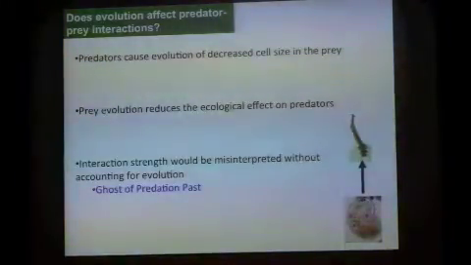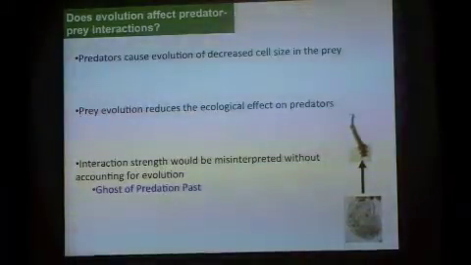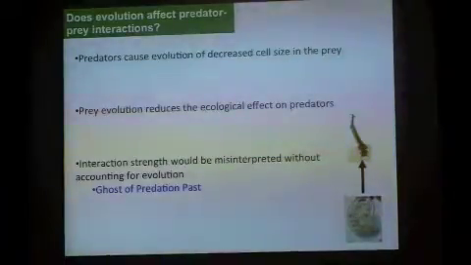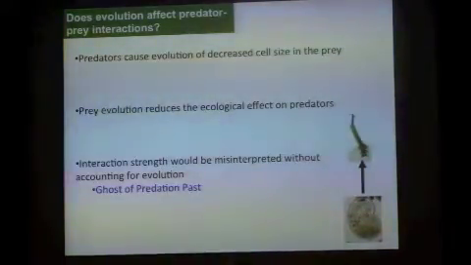So predators cause the evolution of decreased cell size in the prey, and the evolution of that cell size or growth rate reduces the ecological effect of the predators. And I think what's interesting about this is that the interaction strength between the predator and prey would be misinterpreted if you just looked at the end of the experiment. So if you just looked at the end of the experiment, you would say, this isn't a predator-prey relationship at all. Like, these predators are not eating this prey.